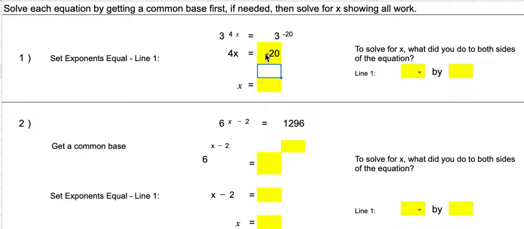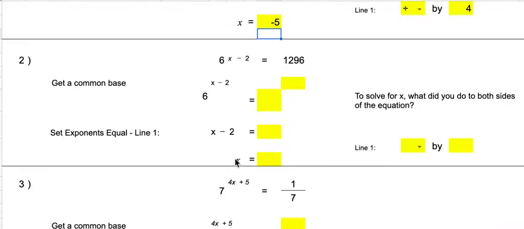Okay, so 4x equals negative 20. Now it's just like a regular linear equation from grade 9, 10, and 11. So it says here, to solve for x, what did you do to both sides of the equation? Well, this says 4 multiplied by x. What's the opposite of multiplying x by 4? Dividing by 4. So I click on divide here, and I divide by 4. That means I'm dividing on both sides by 4. 4x divided by 4 is just 1x. X. Negative 20 divided by 4 is negative 5. Okay, and we're done.